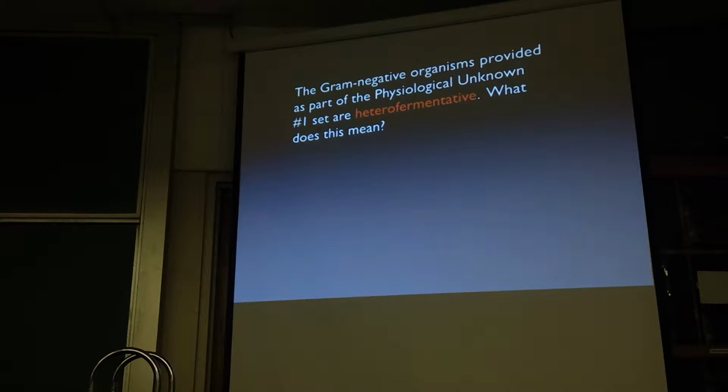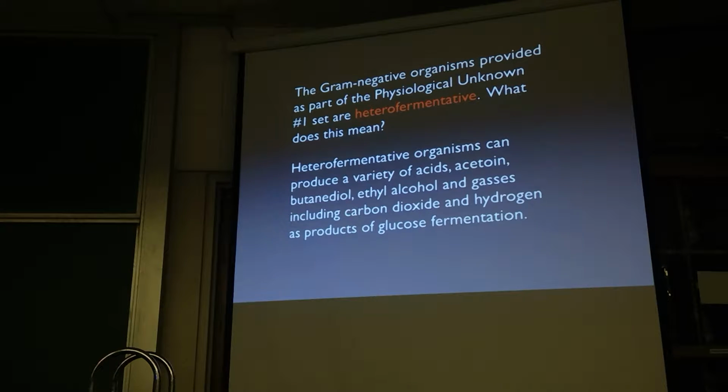Now, a couple of things to remember. The organisms that are used for the physiological unknown 1 set are heterofermentative. What does that mean? So they can ferment glucose and they can produce more than one byproduct. Hetero means different. They can produce a wide variety of end products. If they produce acid, don't assume it's lactic acid, because they can produce a whole bunch of different acids and you don't know which one it is. If they produce gas, it could be CO2, it could be hydrogen. It's not oxygen. So heterofermentative, they're going to produce a wide variety of end products.